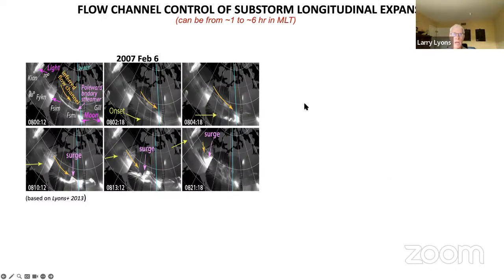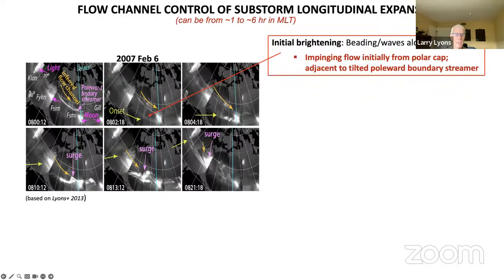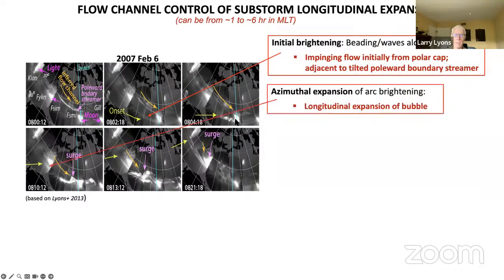Now, another aspect of the flow channel connection from the polar cap that's interesting is its control of the longitudinal expansion. One aspect I already mentioned is that here's one of these tilted polar cap boundary arcs, tilted equatorward on its eastward edge. The flow is adjacent to that, coming in from the polar cap, at least to the onset, which we see by the beating and the initial linear growth of the waves as we continue to be feeding plasma from the polar cap into the auroral oval, growing that instability.